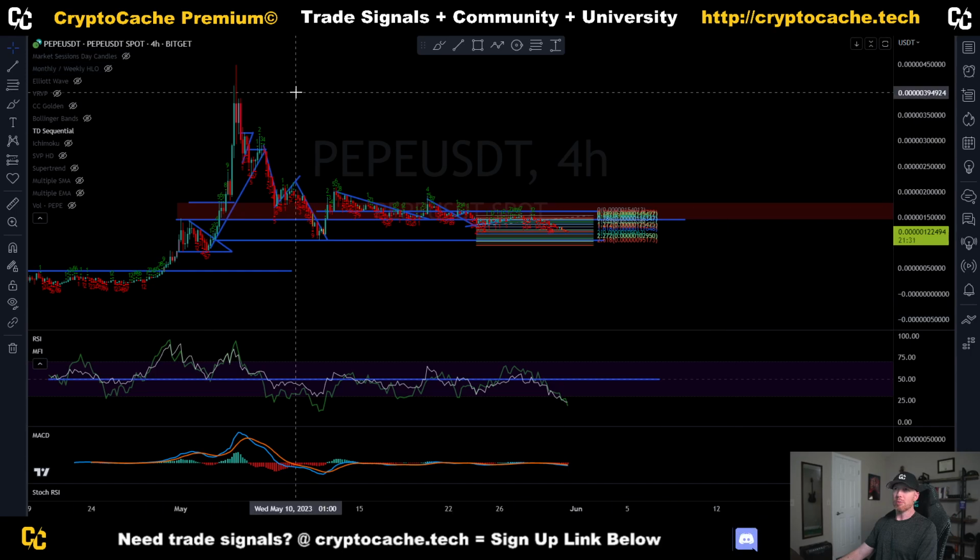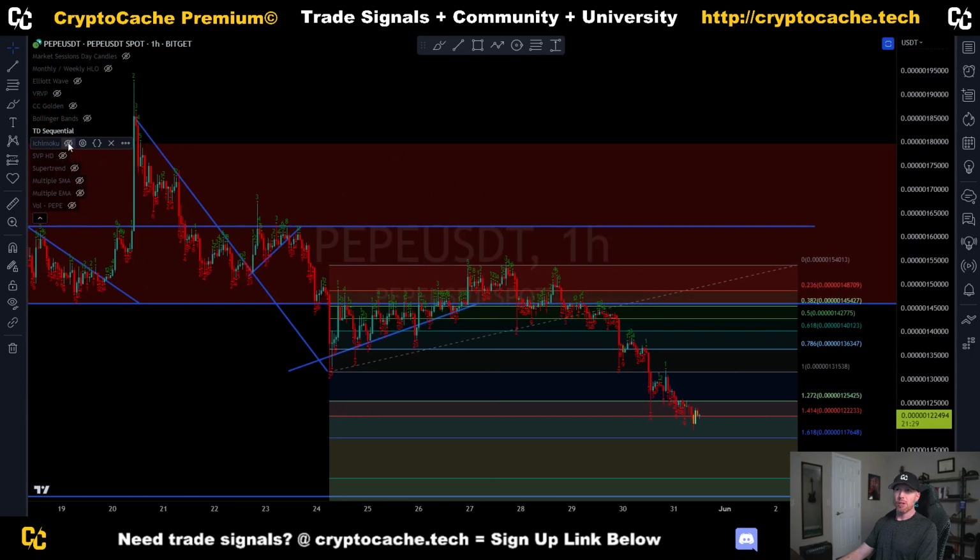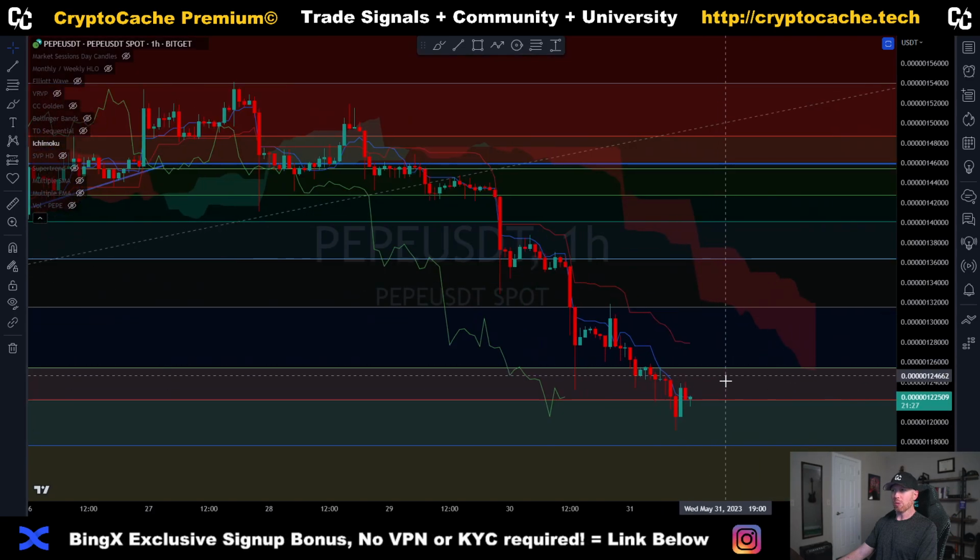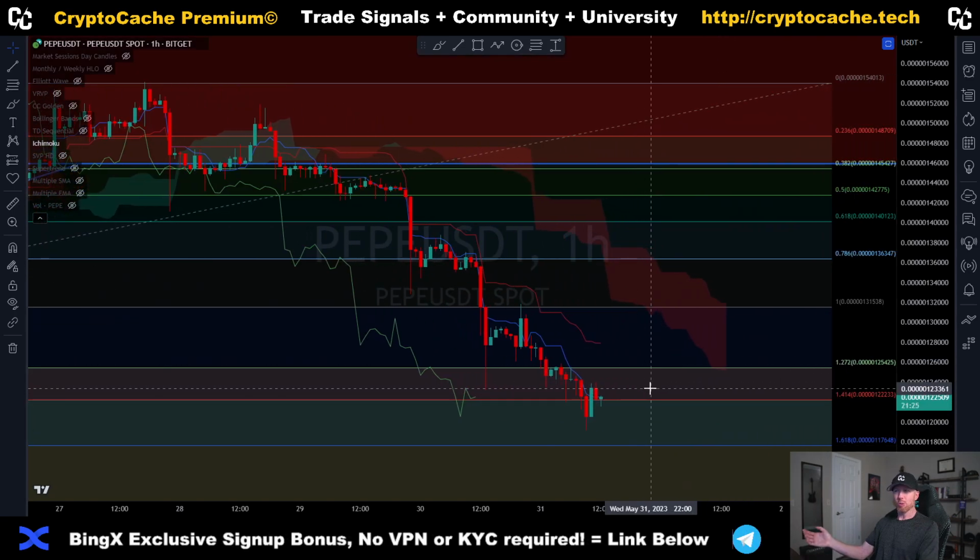So why don't we take a quick peek over here at the hourly and see what's going on. When it comes to Ichimoku Cloud, this is what we want to pay attention to. We still have all green lights for a short position to keep it open. No reason to go ahead and close out. Price action is moving down.